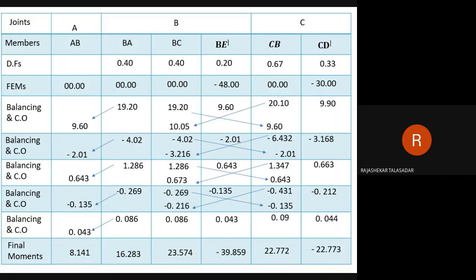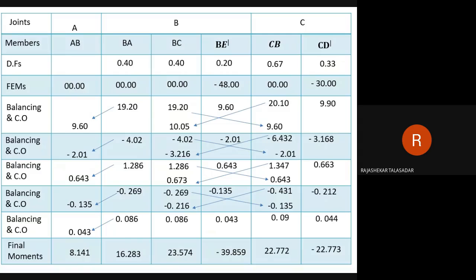Then carry over. This to this will be minus 2.01. BC to CB will be minus 2.01. BE to EB, no, EB is not there. CB to BC, it comes here, minus 3.126, which is half of this one. Then CD goes to DC, but DC is not there, so it ends.